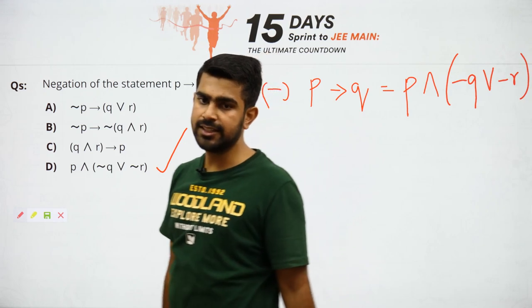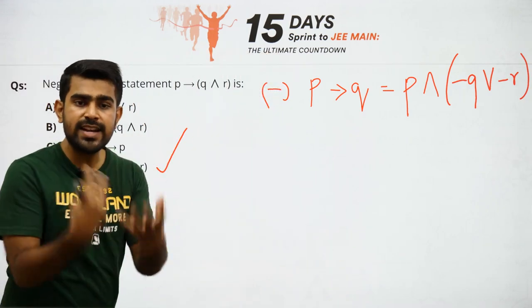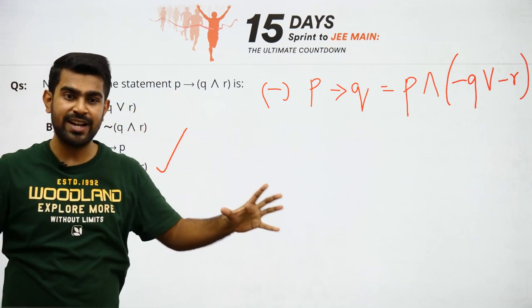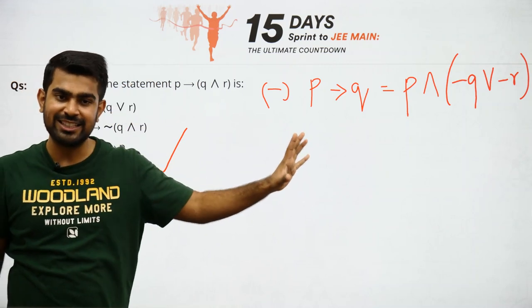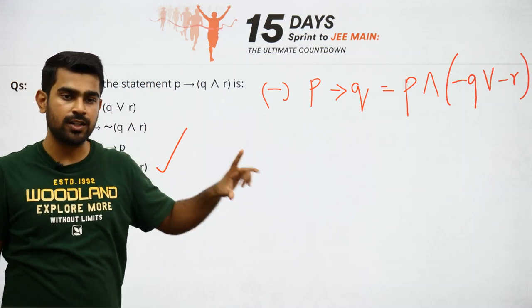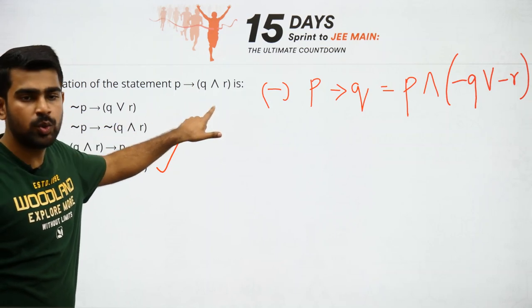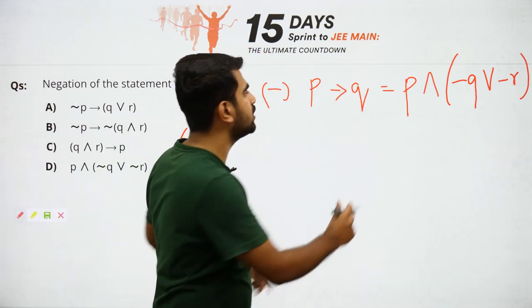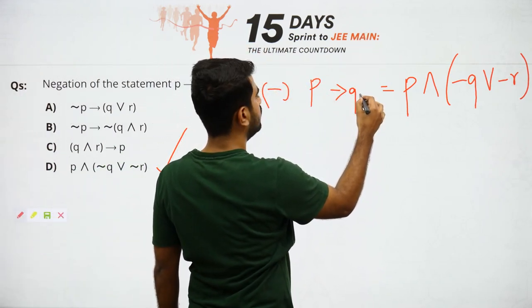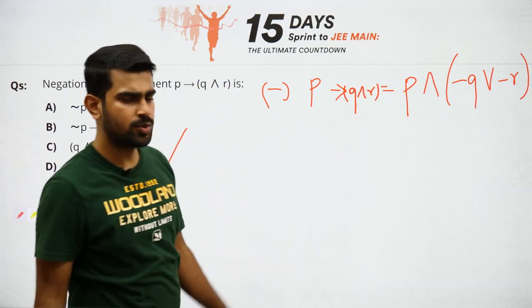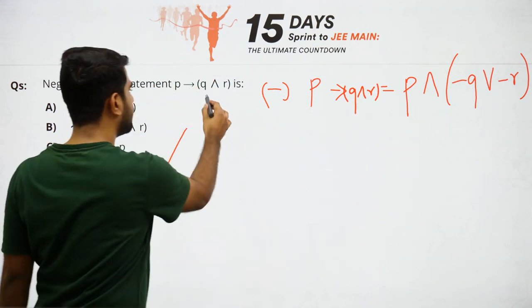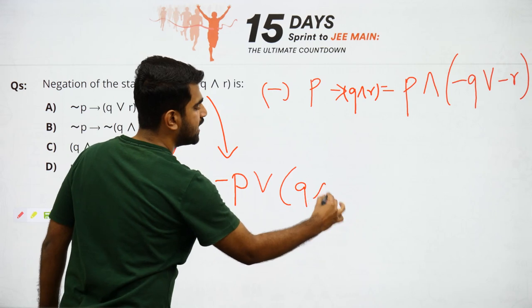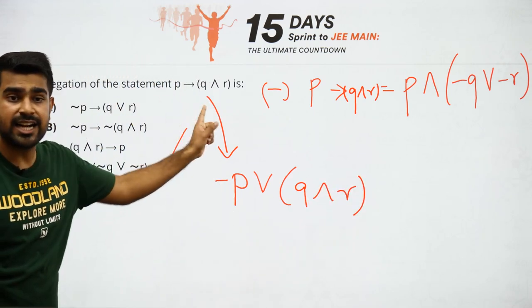So did you all understand what I did here? So guys, I always start off with writing what is given. I don't directly negate it. I'm not that kind of an expert in mathematical reasoning. So never do that. You might have a very high probability of going wrong. So P implies Q and R. I write what it means first. Here Q is Q and R. So what does that mean? That means negative P or Q and R. That is the meaning of this conditional statement.